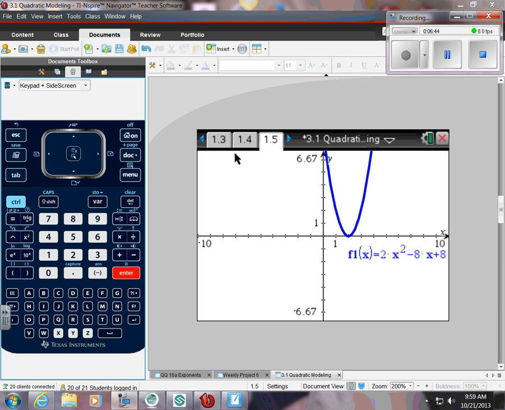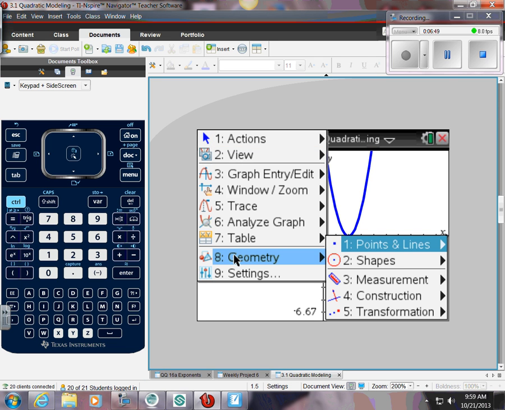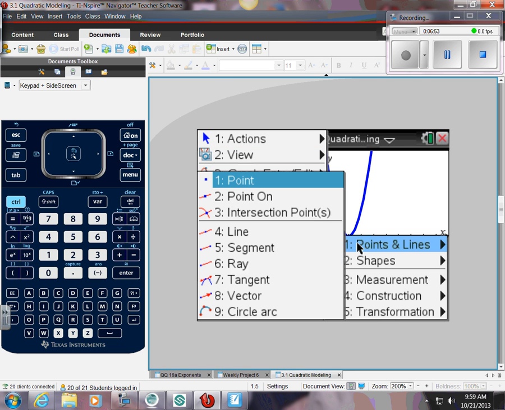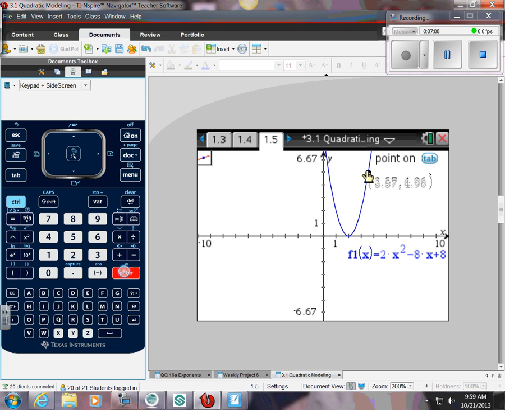Menu, good. Geometry. Points and lines. Point on. Do you guys remember how to use this? Point on. You're going to click somewhere on the graph. I suggest away from the vertex. Once you click on that graph, by click I mean press the center of your nav pad, I want you to hit enter so it drops the point. Is your point dropped? Once your point is dropped, you can grab it and drag it.